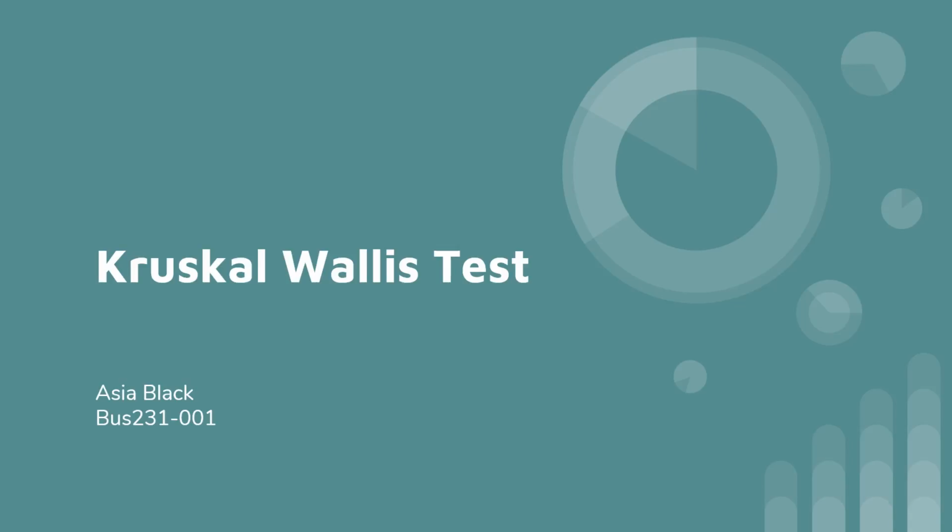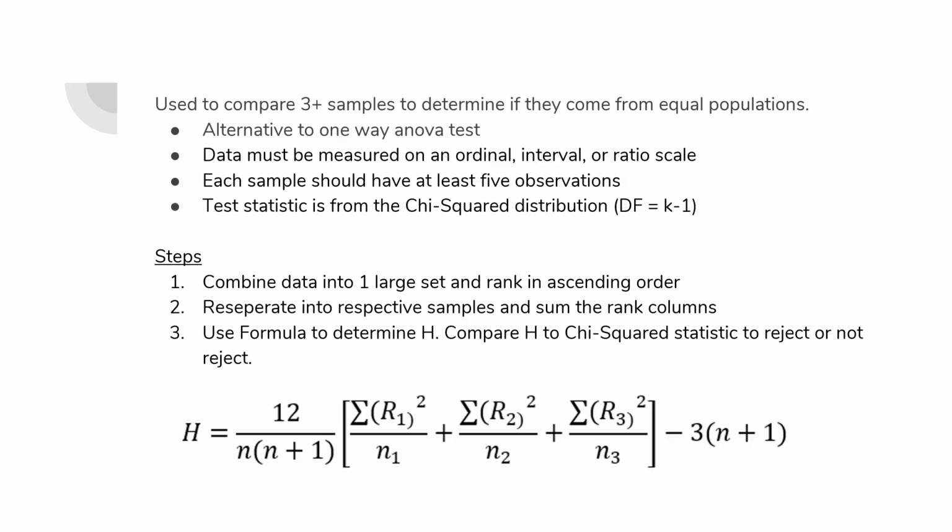Everybody. Today we're going to be going over the Kruskal Wallis test. We're going to go over what the test is and how to use it. The Kruskal Wallis test is used to compare 3 or more samples to determine if they come from equal populations. This is an alternative to the one-way ANOVA test for when you can't assume the population is normally distributed.